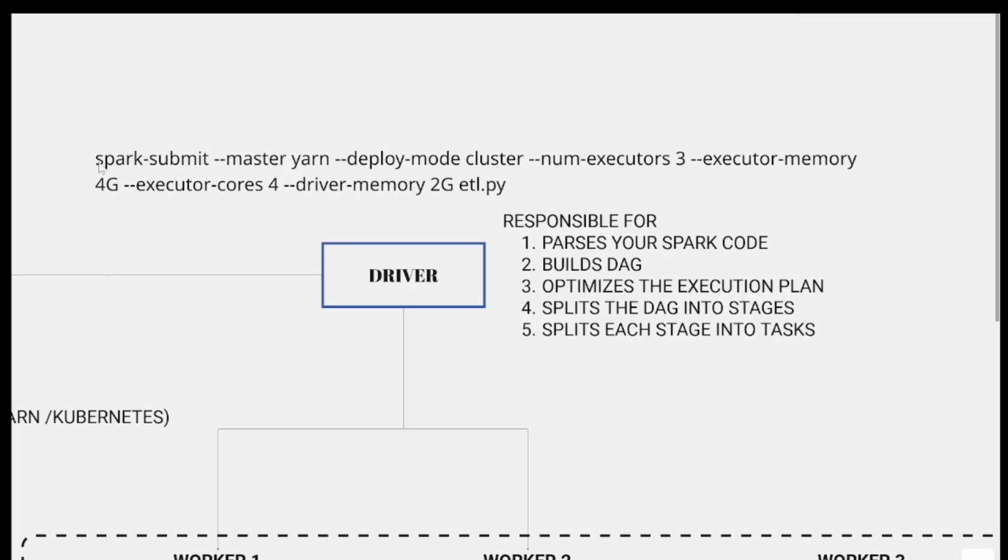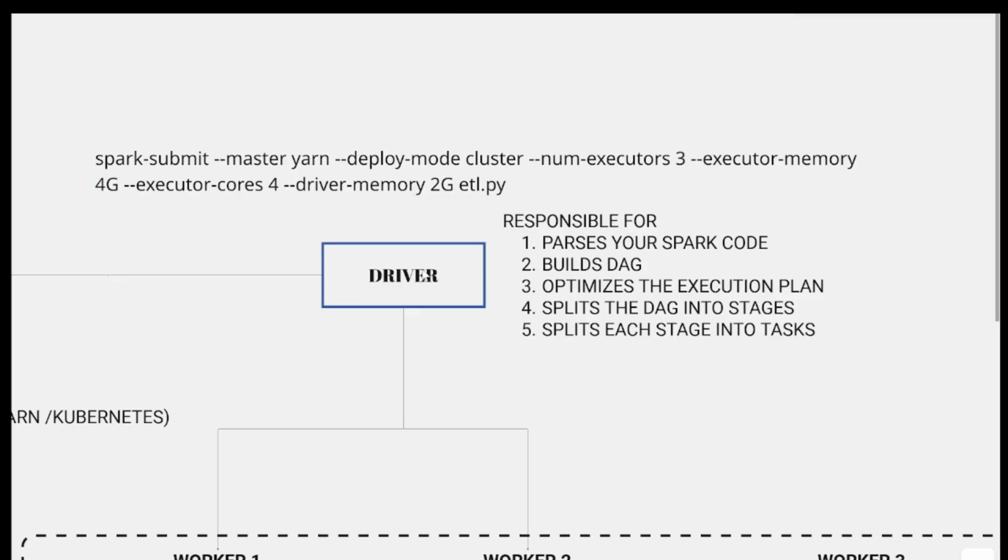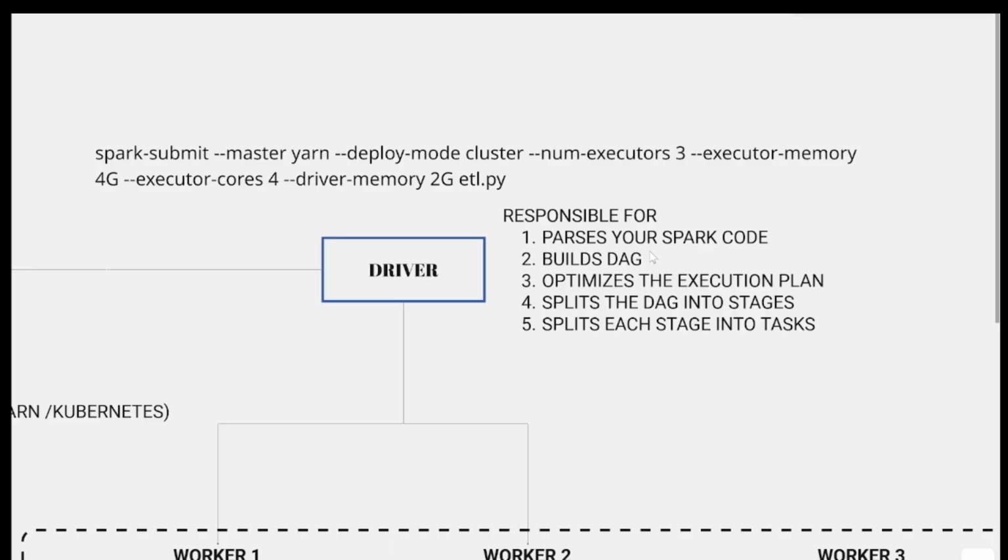Once you submit your Spark application using this command, you specify the number of executors you need, the executor memory that is 4 GB, the executor cores is 4, driver memory as 2 GB, and your Python file. Once you submit this Python file, the driver will parse your Spark code, it will build the DAG, it will optimize the execution plan, split the DAG into stages, and split each stage into tasks. We will see in depth how these steps are done in the upcoming classes.